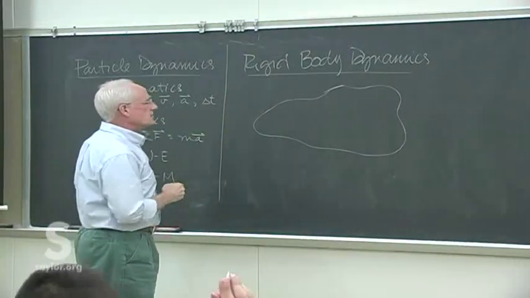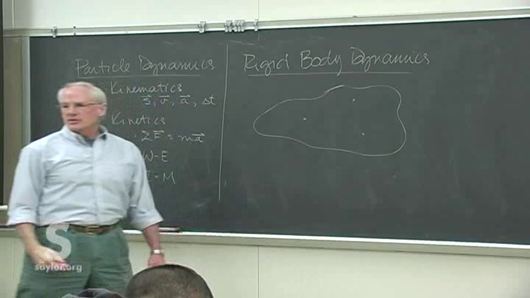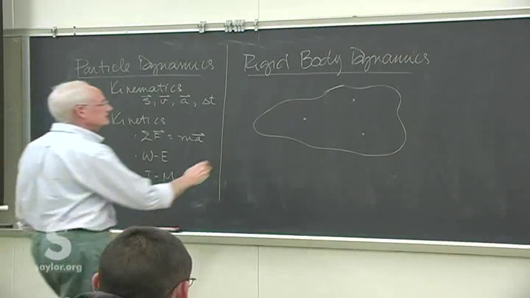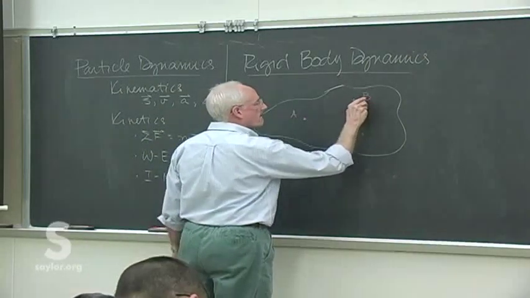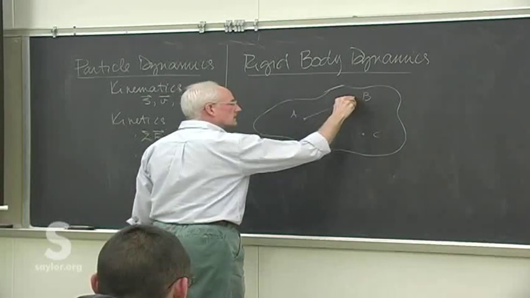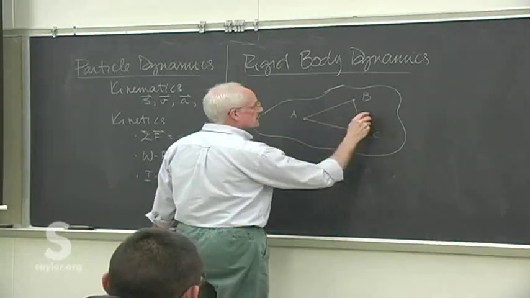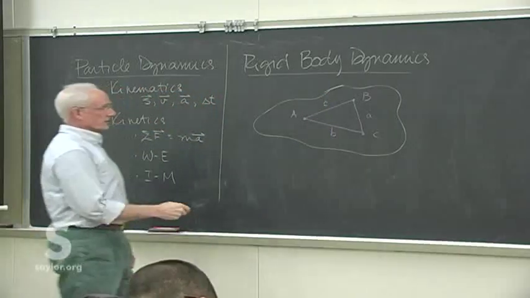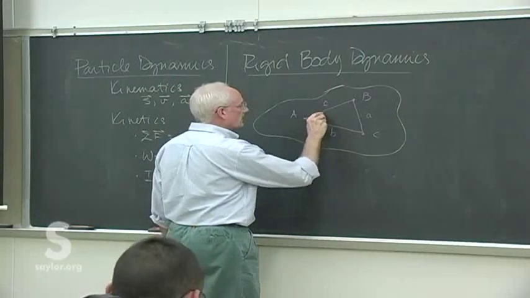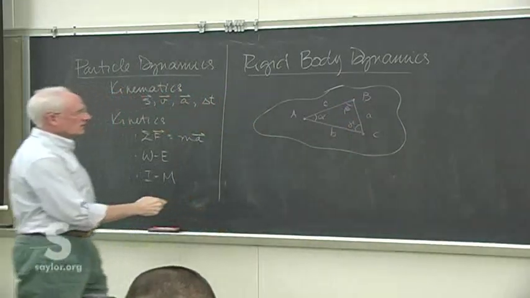So imagine we've got some object here. A rigid body is such that if we place on it three arbitrary non-collinear points, they of course will make up a triangle. Whenever you have a triangle, you have lengths of certain sides. So I'll use little letters for that. You'll have angles. So we'll call that one alpha because it's near A. We'll call this one beta. And I guess we'll call that one gamma: alpha, beta, gamma.